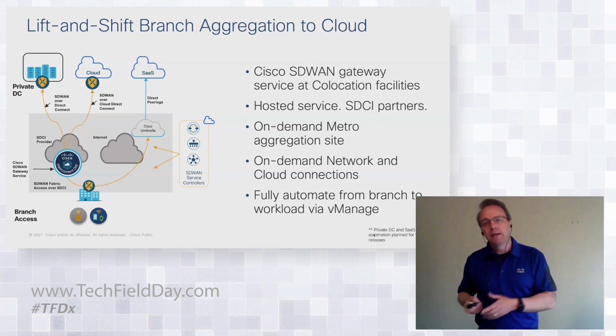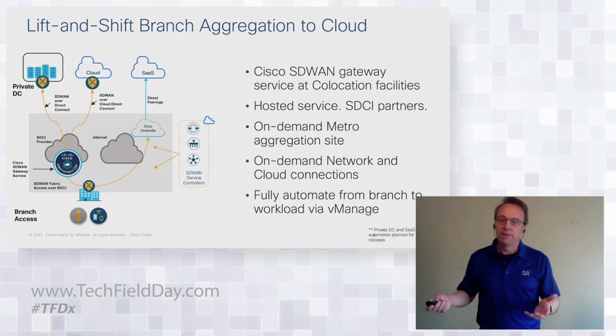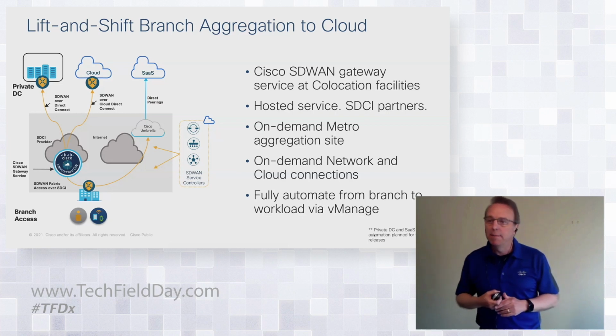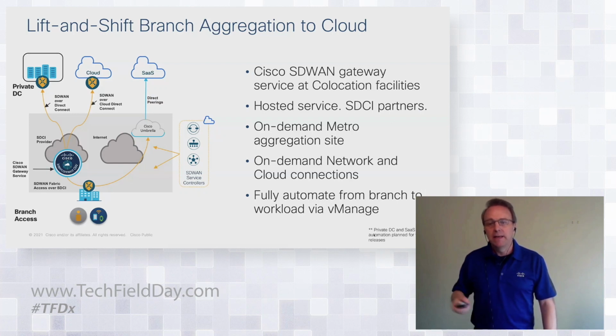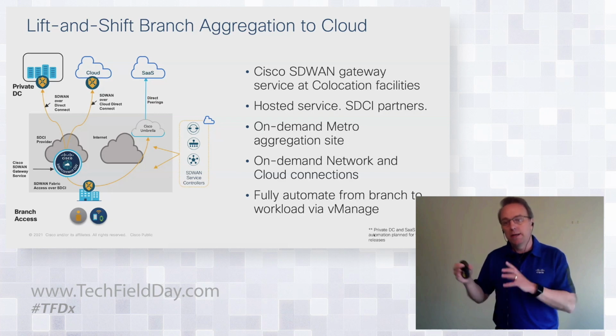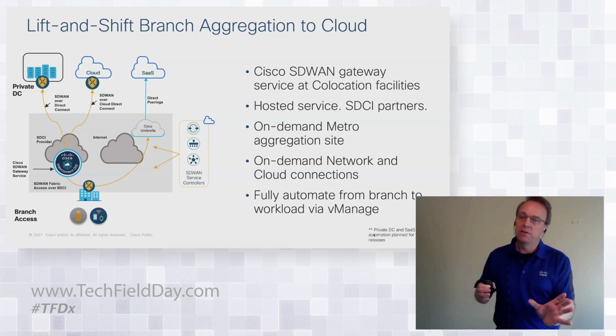So we have this SD-WAN gateway service that we're providing at co-location facilities. The first partner that we're coming to market with is Megaport. We'll be in about 22 metros, 41 different co-locations by the end of the year. And then again, this is the hosted service with our SD-WAN, our SDCI partners. So it's for on-demand metro site aggregation and on-demand network and cloud connections. So once we put this gateway in place, we have full automation of the service, and we'll talk a little bit more about that.